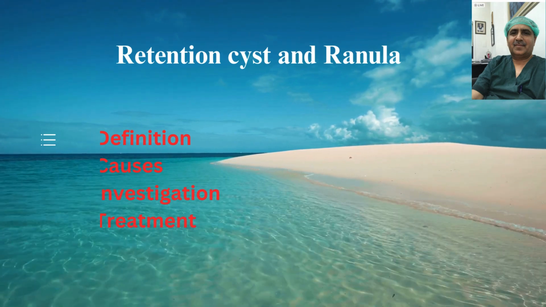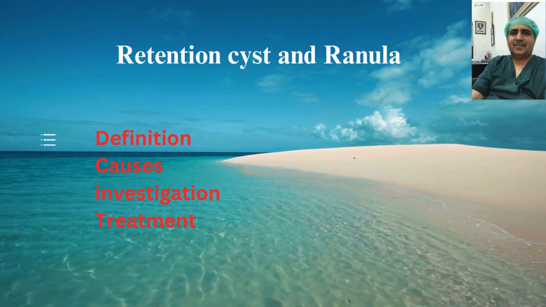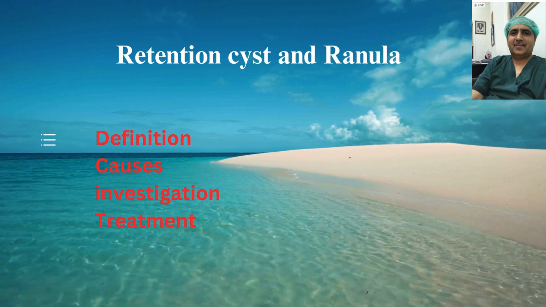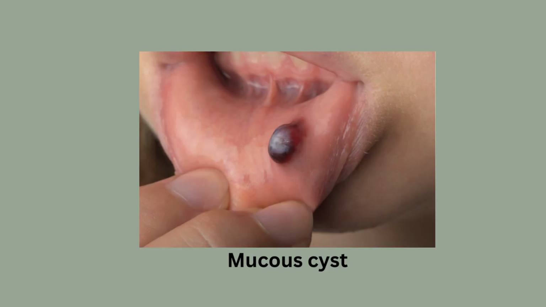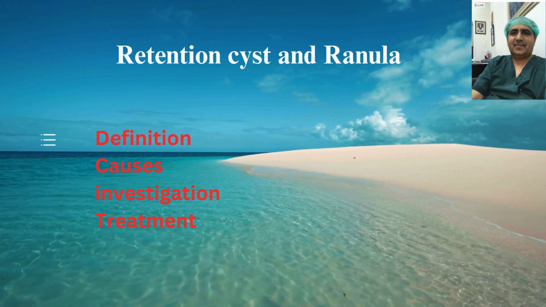Extravasation mucocele. Trauma to the minor salivary gland duct causes accumulation of saliva in the surrounding connective tissue, followed by an inflammatory reaction. They occur commonly in children and adolescents and are mainly found on the lower lip. A ranula is a type of extravasation mucocele.